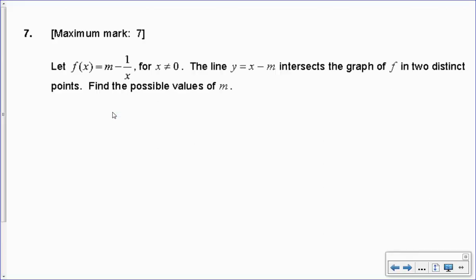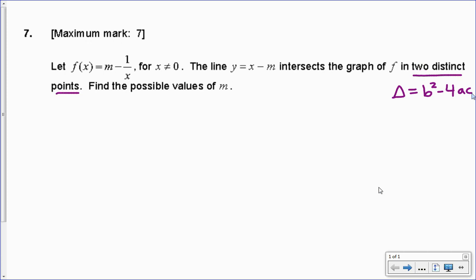All right, in this video, I'm going over number 7 from the non-calculator, paper 1. So we have f of x equals m minus 1 over x, and then we have the line y equals x minus m intersecting that graph in 2 distinct points. That 2 distinct points is a clue that I'm going to have to deal with the discriminant somewhere in this question, but I don't have a quadratic equation yet, so I'm just going to leave that over on the side and see if I can use it later.